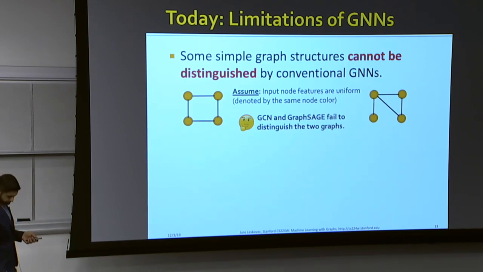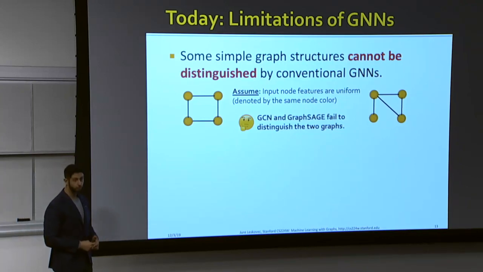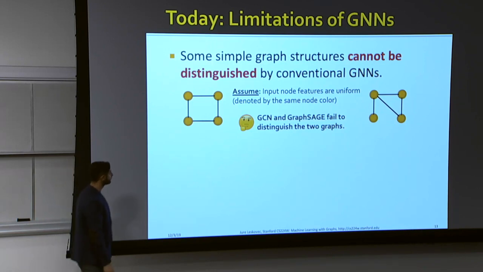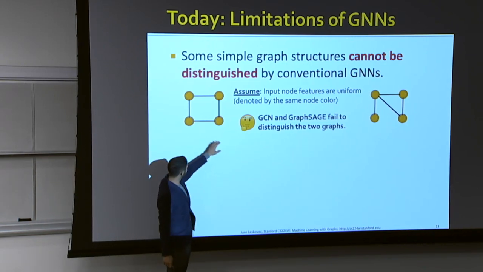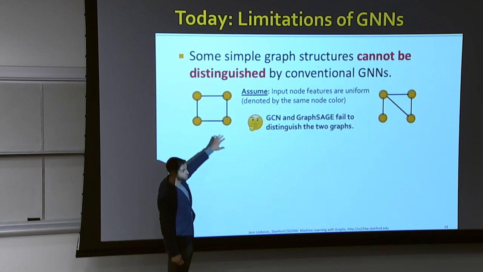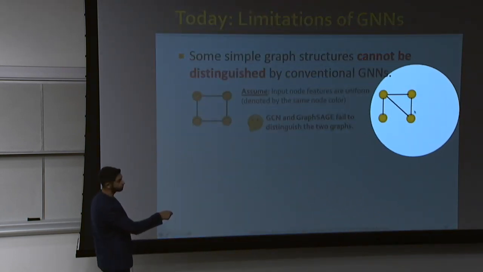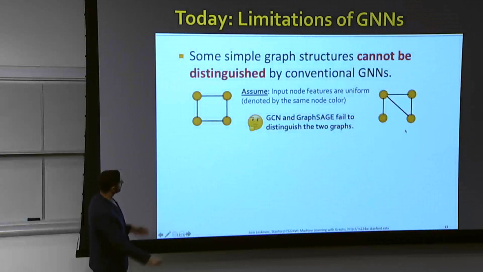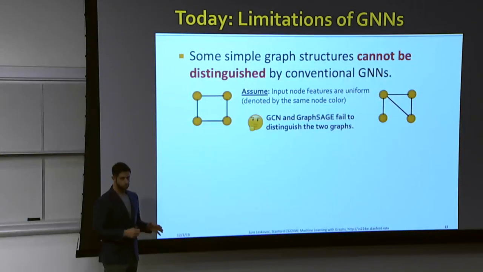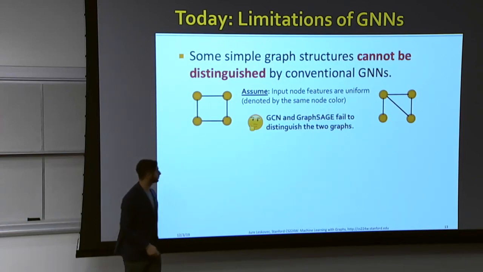So the fact that some simple graph structures cannot be distinguished by conventional graph neural networks, okay? Let's think about this very simple case, and we're going to go in depth, dissect it, and explain exactly why this is happening. These are two small graphs, both with 4 nodes, but with a different adjacency matrix. If their input features are uniform, in this case you see all our nodes are yellow, so all our node features are the same. This is the notation that we're going to be using today.